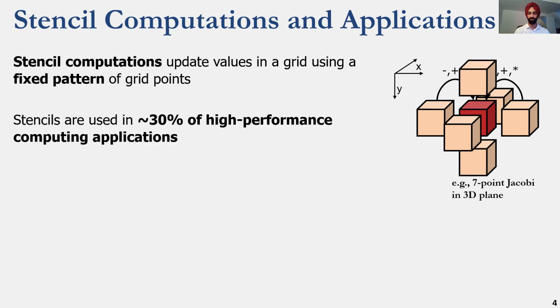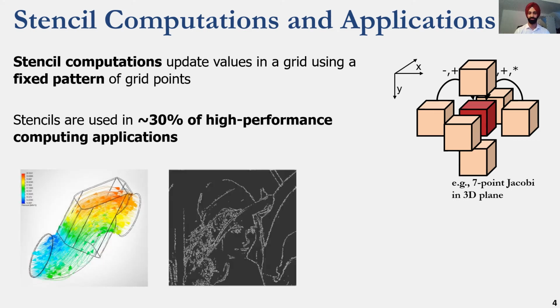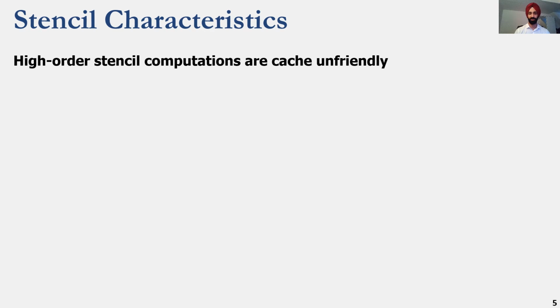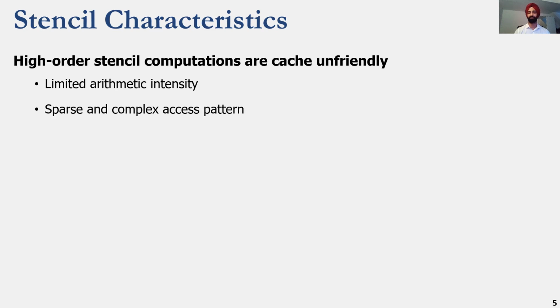Stencils are widely used. Around 30% of high-performance computing applications make use of different stencils, including fluid dynamics, image processing, atmospheric modeling, etc. Stencil computations that operate on multi-dimensional grids are cache unfriendly. They have limited arithmetic intensity as there is reuse only in the neighboring pixels. Moreover, stencils have sparse and complex memory access patterns.